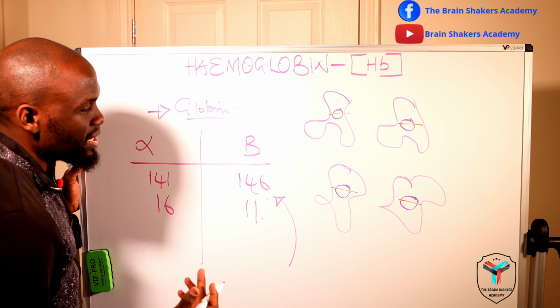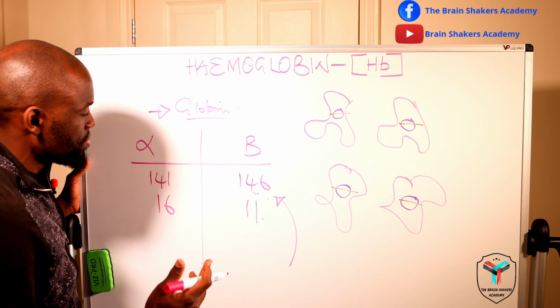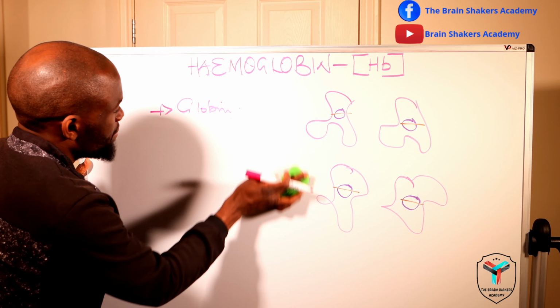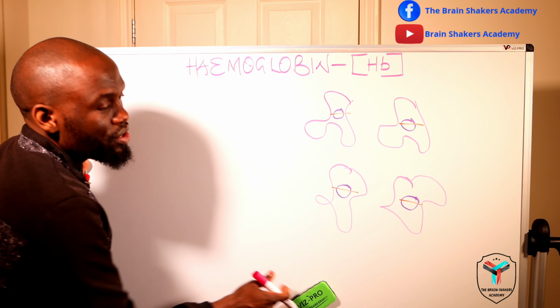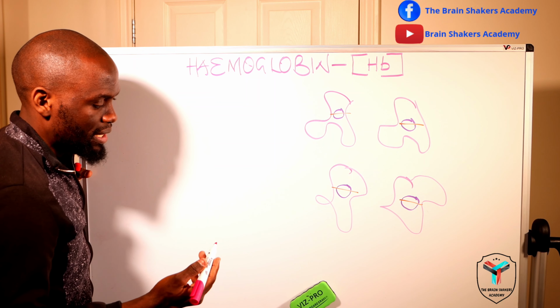Now, what happens if the red blood cell has been destroyed? What happens to the iron? The iron is going to be taken up by the body and later reused in the formation of further red blood cells.